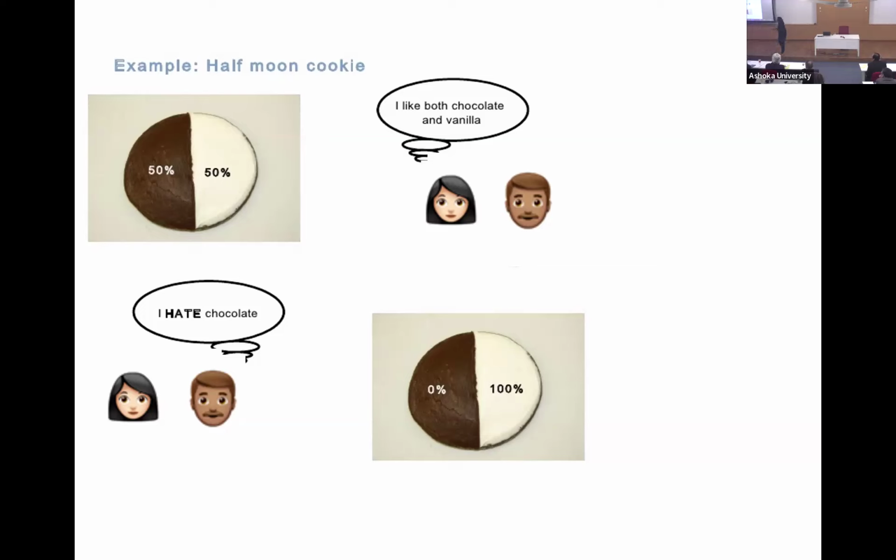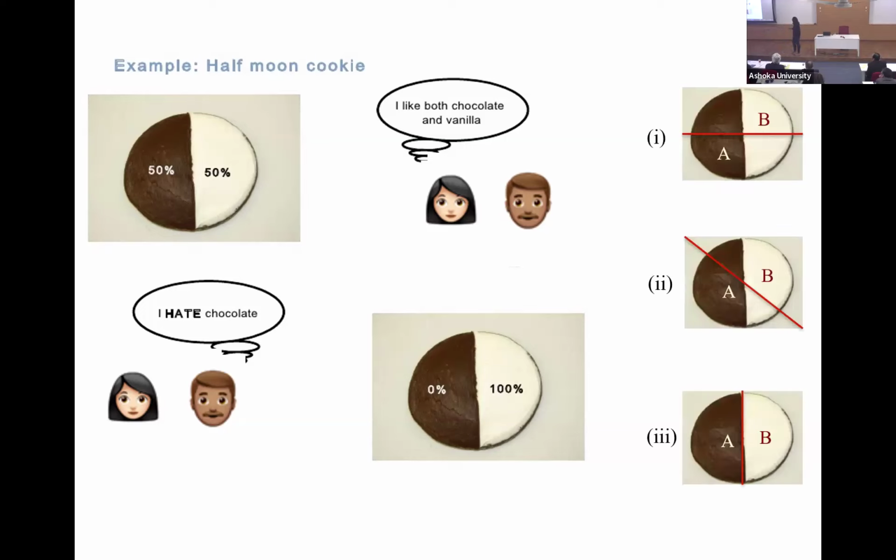Okay? How should we do the allocation? How should we divide this cookie between Alice and Bob so that it's fair? So here are three allocations I am proposing. One where we cut the cookie halfway, horizontally. Upper side goes to Bob, lower side goes to Alice. And here sideways in the diagonal, this side goes to Alice, the upper side goes to Bob. And here I'm making the vertical cut. This chocolate side goes to Alice, and the vanilla side goes to Bob.